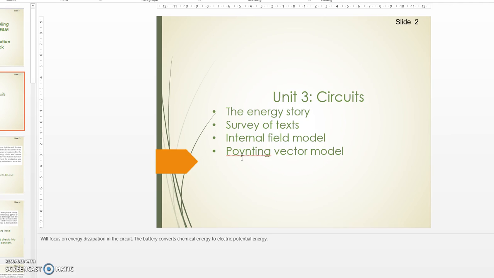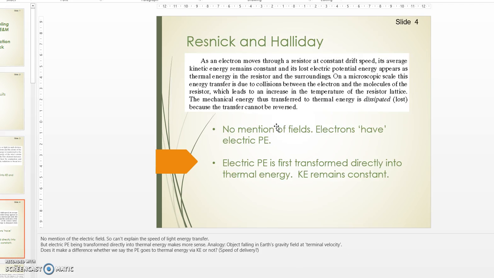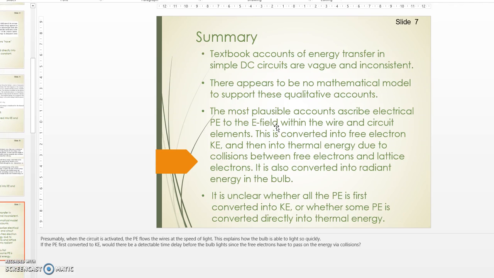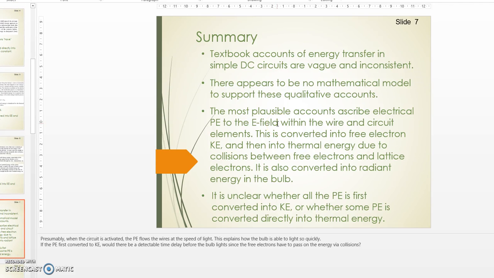Last week I surveyed the standard textbook explanations and found that there were problems with them. My conclusion was that the standard textbook accounts are vague and inconsistent, and most importantly there appears to be no mathematical model that supports the explanations that they are giving.